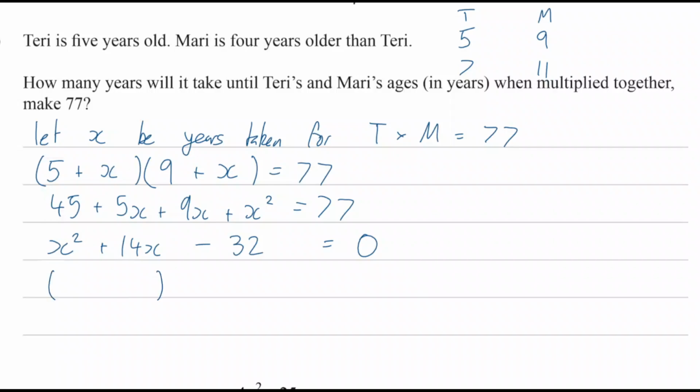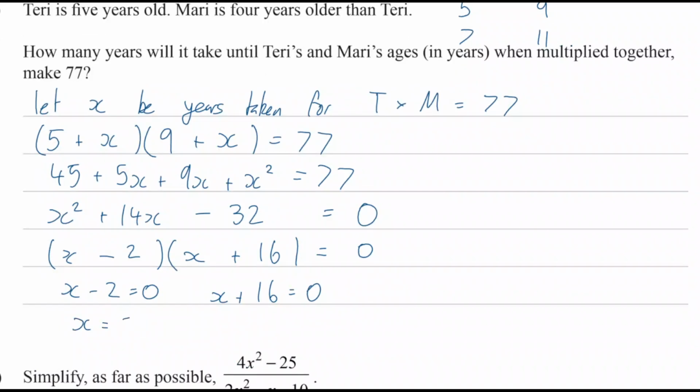So two numbers that multiply to negative 32 and add to positive 14. So 16 and 2 are factors of 32. So we'd need the minus 2 and then the plus 16. Right, minus 2 plus 16 gives plus 14. Minus 2 times positive 16 gives negative 32. And then solving for x, x minus 2 must equal 0, or x plus 16 must equal 0. So x will equal 2, or x will equal negative 16.